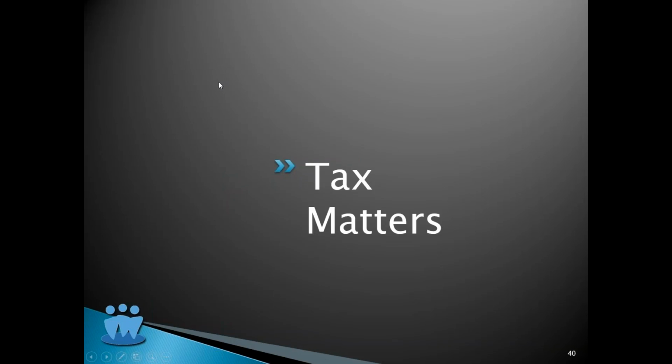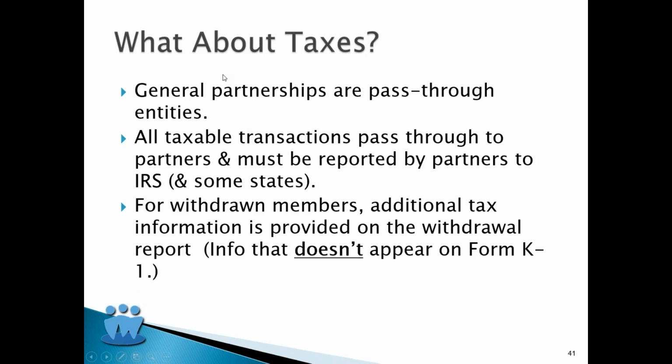So very quickly, we want to talk about tax matters. I know we're running a little bit late, so we're going to run through this quickly. As you probably know, general partnerships are pass-through entities, which means that all the taxable transactions throughout the year are distributed at year-end to the partners and have to be reported to the IRS, and in some states, not necessarily all states. For withdrawn members, however, the withdrawal report is provided and has information that doesn't appear on the K-1.